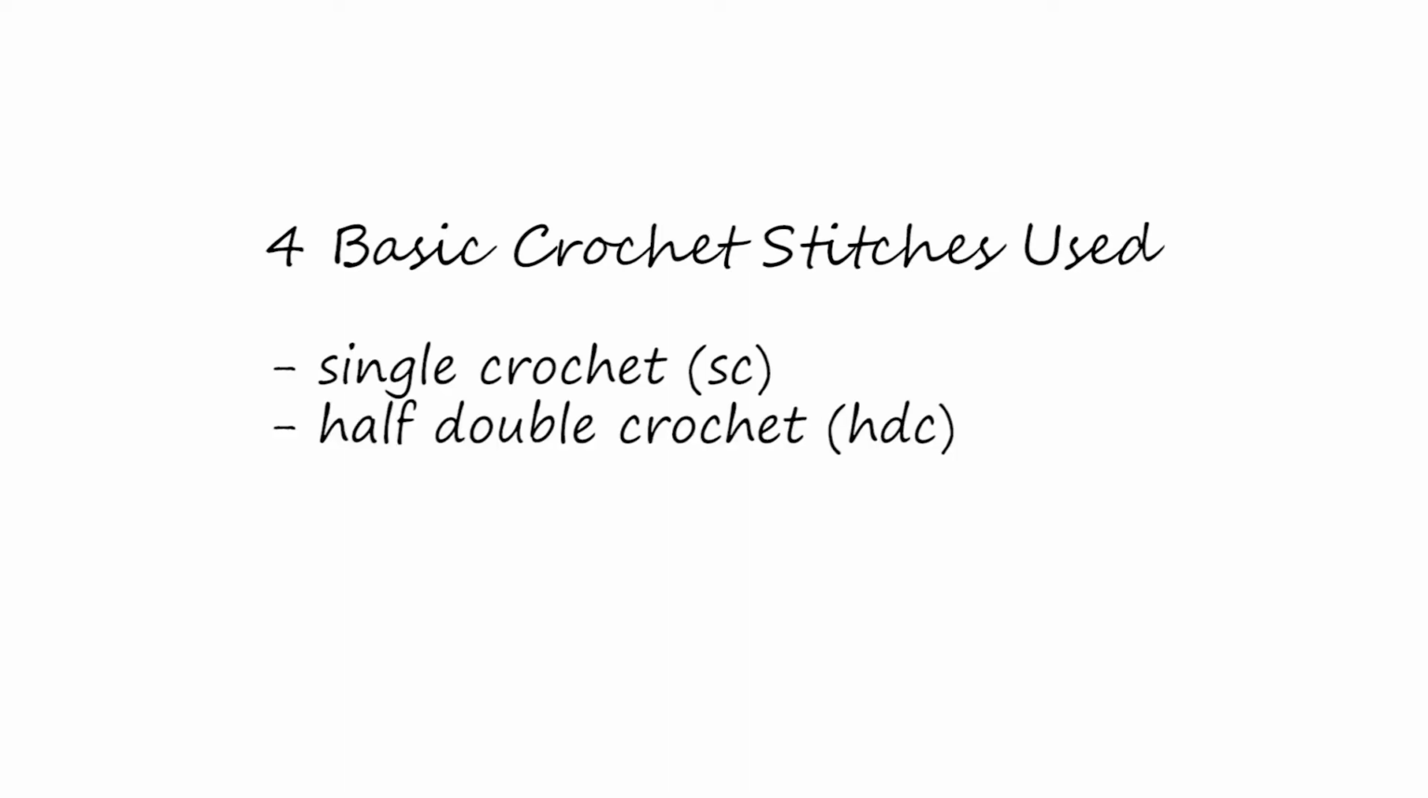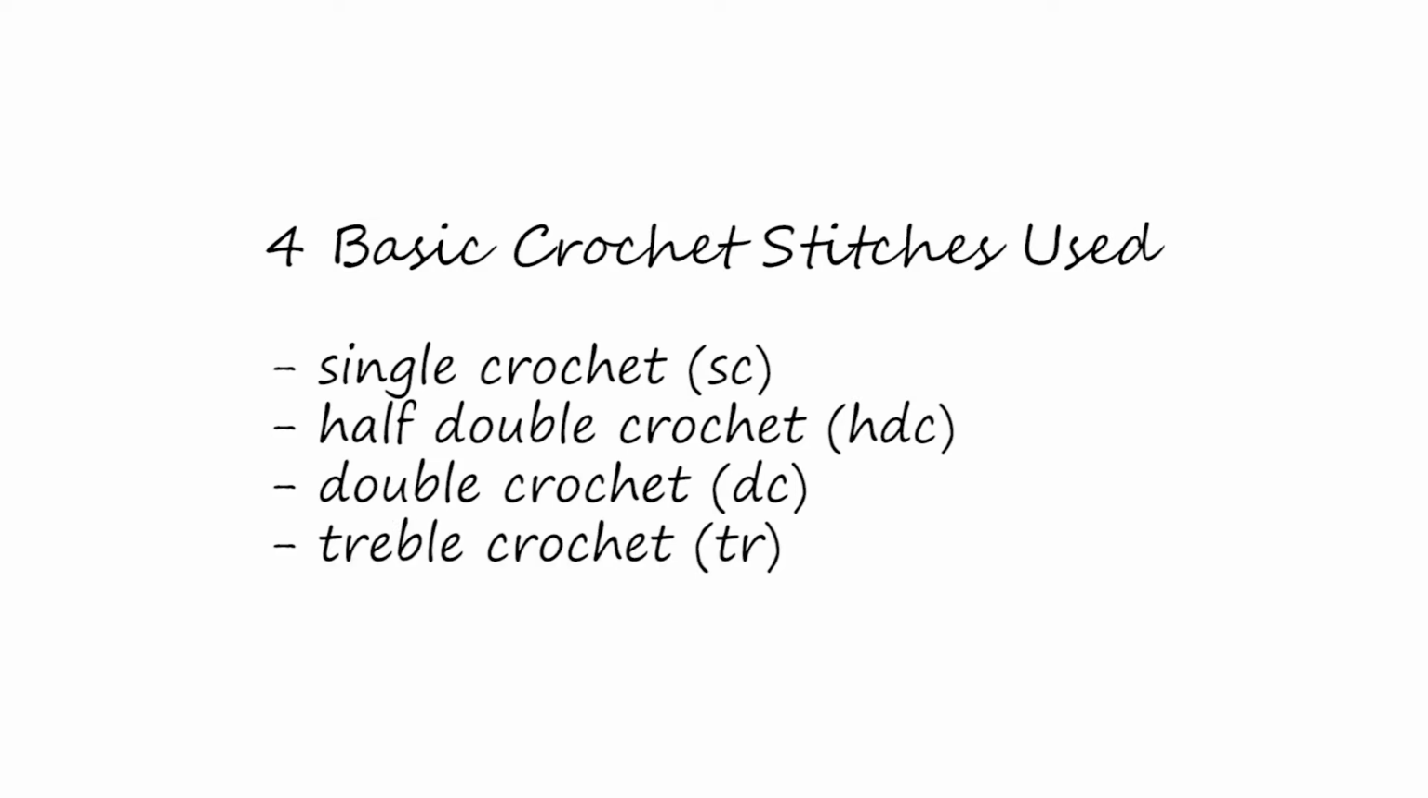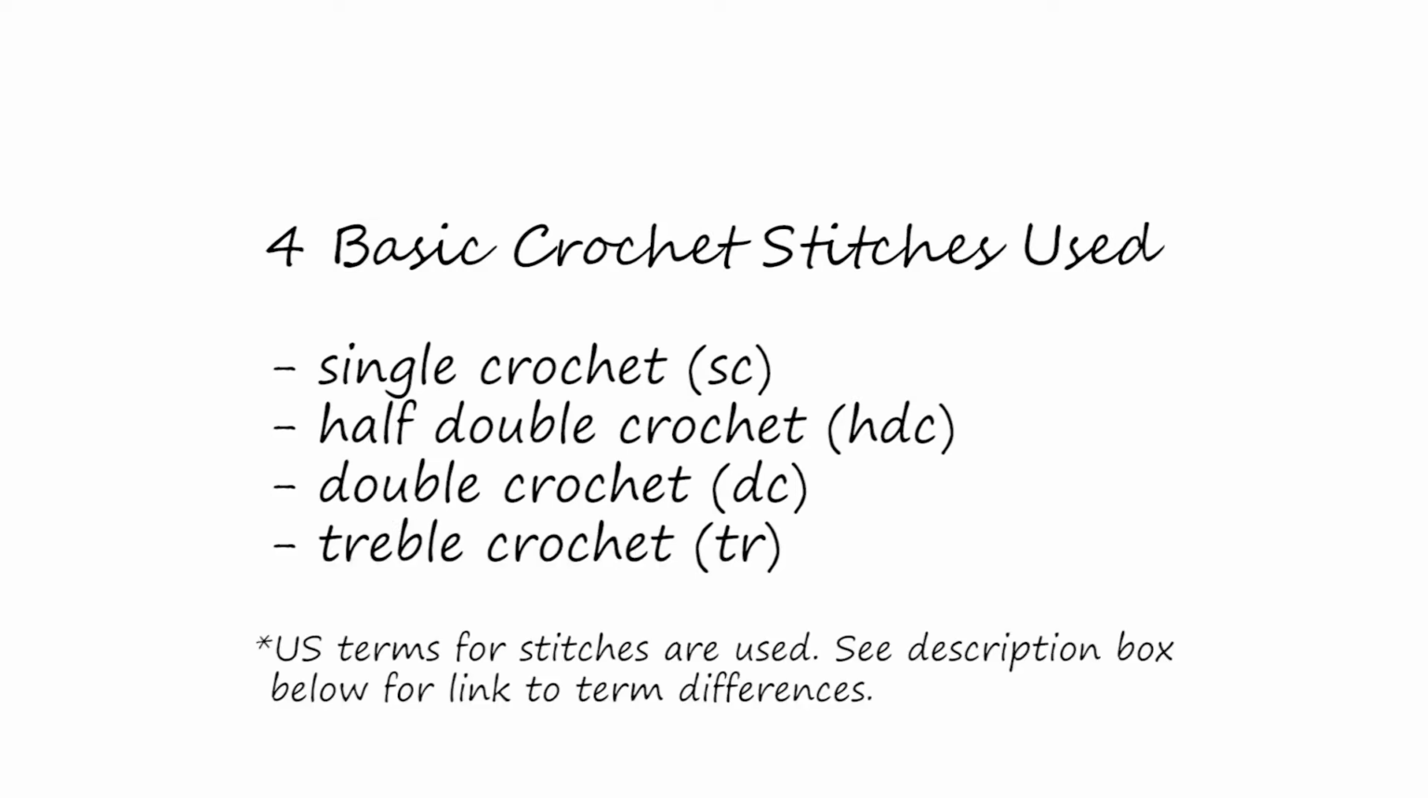The 4 basic crochet stitches that are used in this video include the single crochet, the half double crochet, the double crochet, and the treble crochet. Now I am using the US terms for these stitches, so if you need to, just see the description box below for the link to the other terms for these stitches.